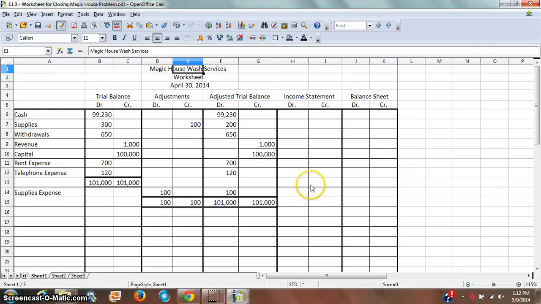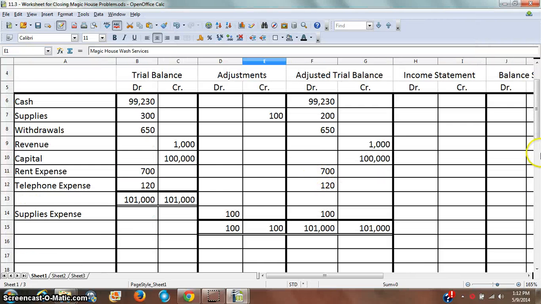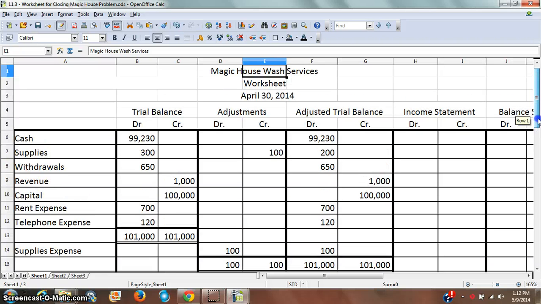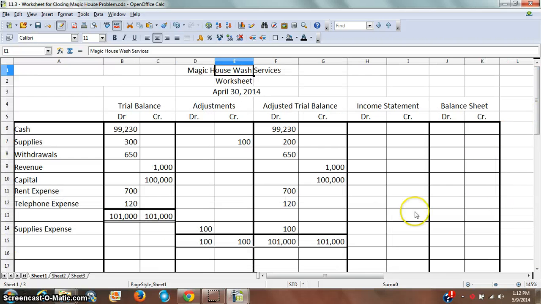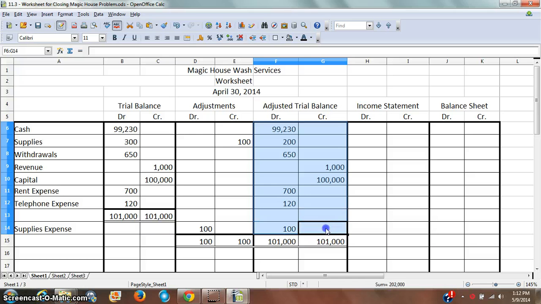An important step in closing is to post the adjustments to the general journal and the general ledger. You can see here this is a partial worksheet. I filled out the trial balance, the adjustments, and the adjusted trial balance columns. And for this particular exercise, I only have one adjustment.